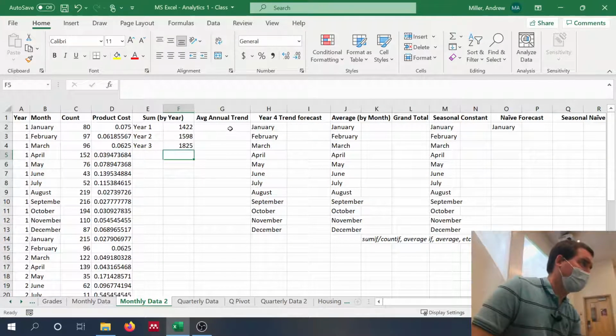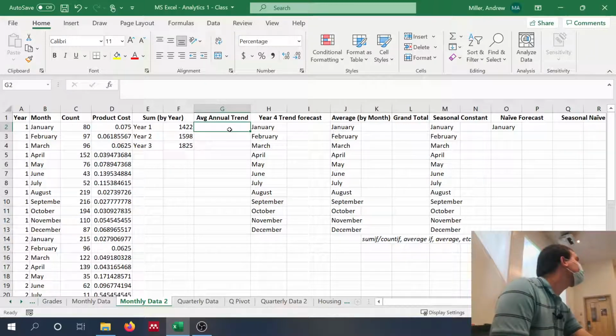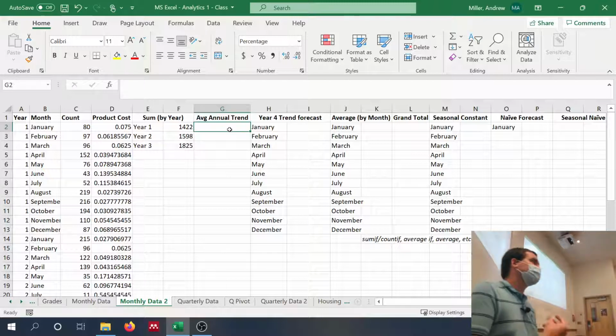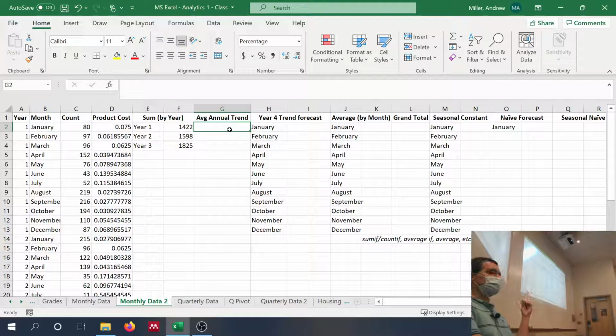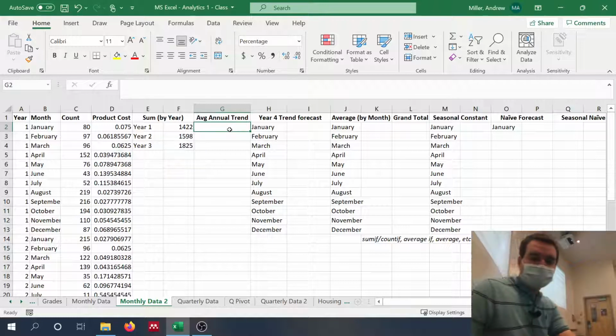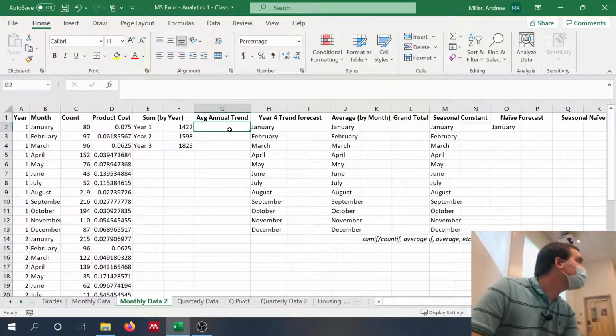Okay, how do I calculate the average annual trend? Who can tell me how to do that? So average annual trend is telling me what percentage am I increasing each year. How can I calculate it?